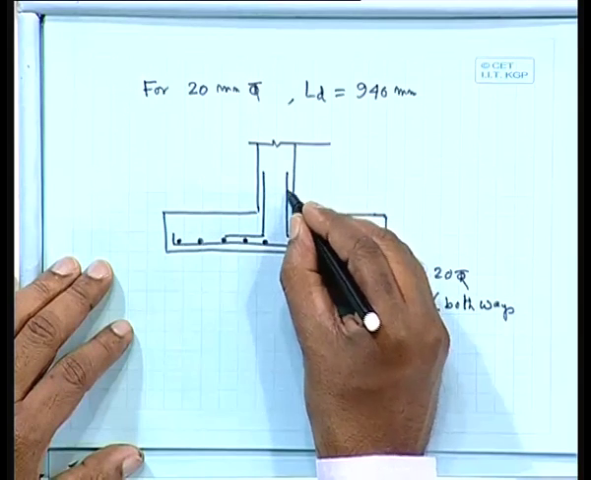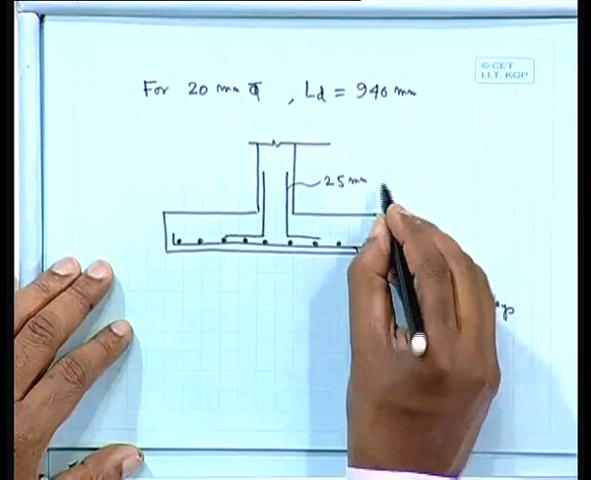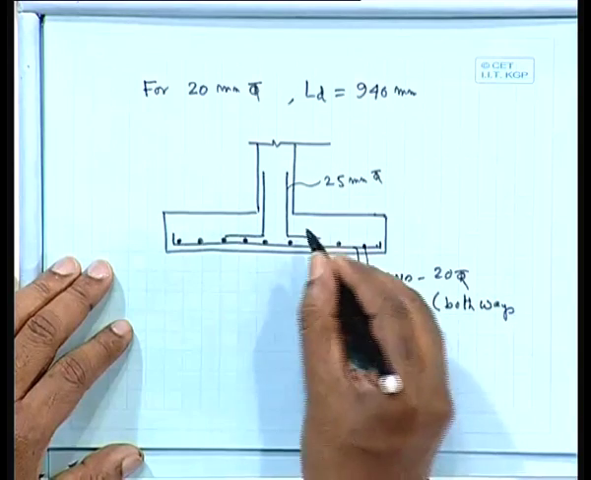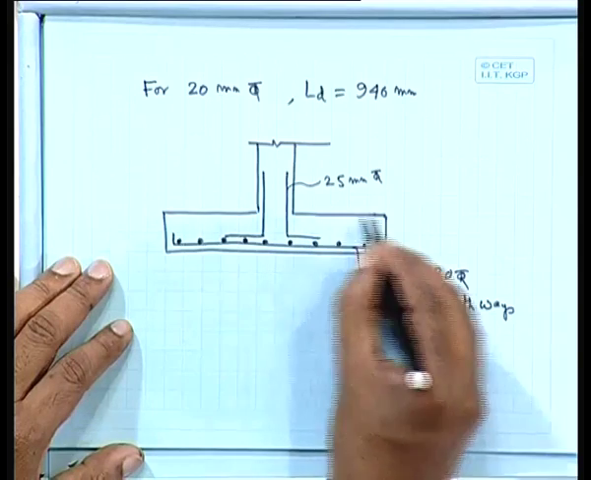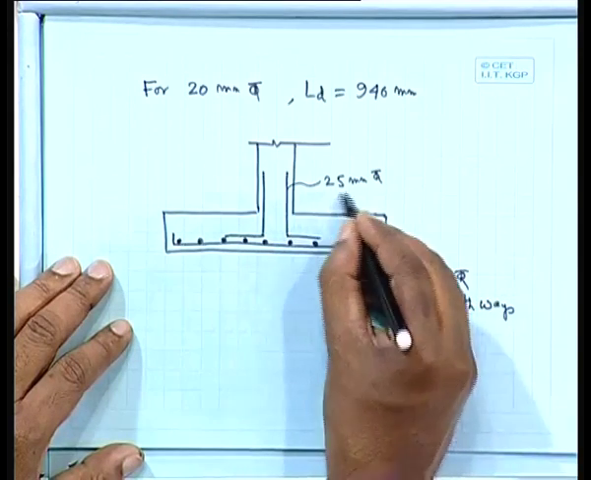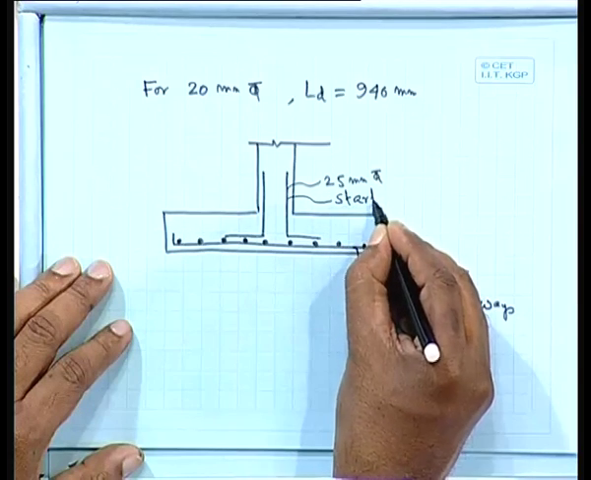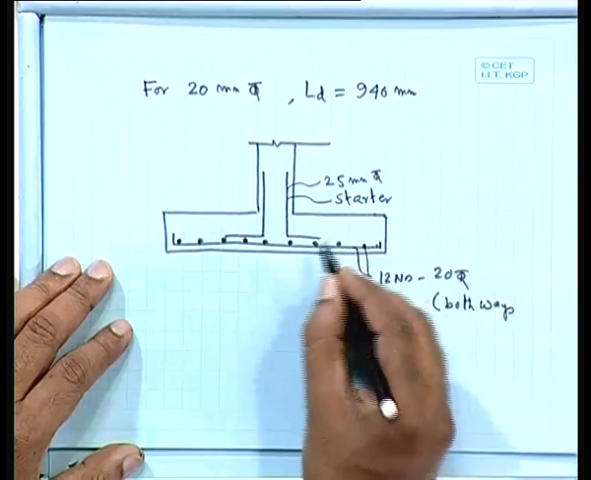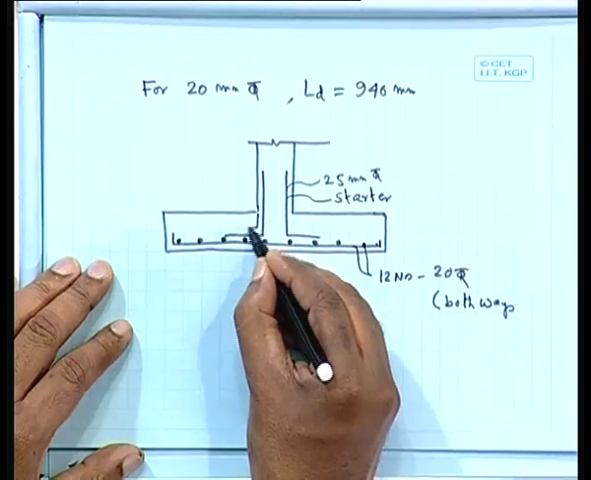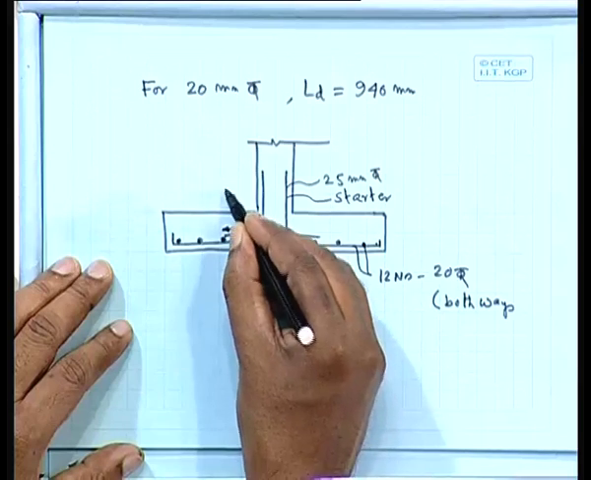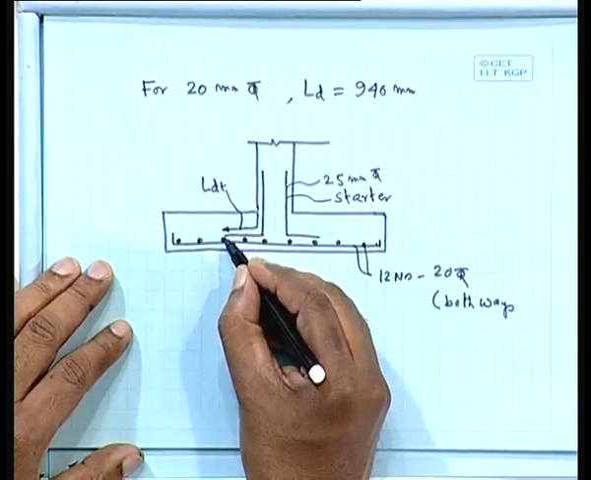We can provide 25 millimeter torr here. So this is called the starter bar, and this will be your development length. This is your development length in tension.